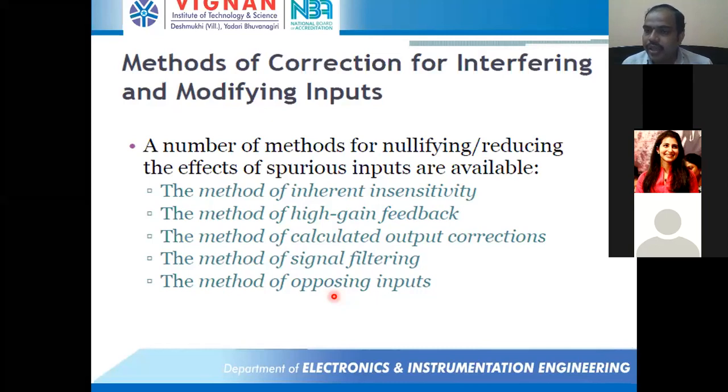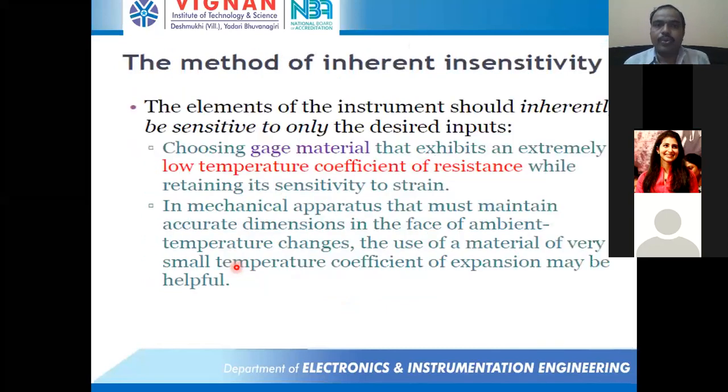In a case where it is not possible to completely eliminate the effect, at least we have to try for reducing it. So there are 5 methods for correction for interfering as well as modifying inputs. Those are: method of inherent insensitivity, method of high gain feedback, method of calculated output corrections, method of signal filtering, method of opposing inputs. First, we'll go for the method of inherent insensitivity.